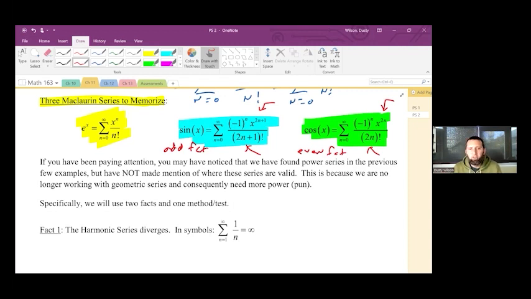Continuing on. If you've been paying attention, you may have noticed that we've found power series in the previous few examples, but have not made mention of where these series are valid. This is because we are no longer working with geometric series, and consequently, we need more power. That is a pun. So specifically, to figure out where these series are valid, where they converge, what we're going to later call the interval of convergence, we need 2 facts and 1 method or test.